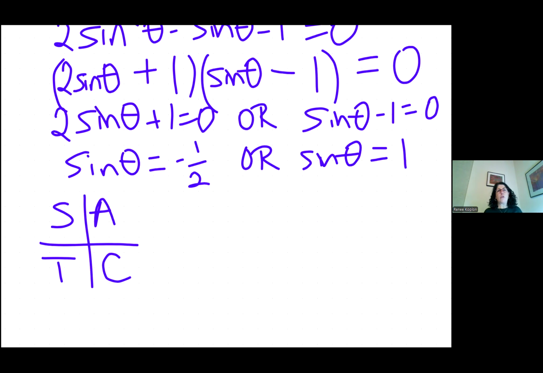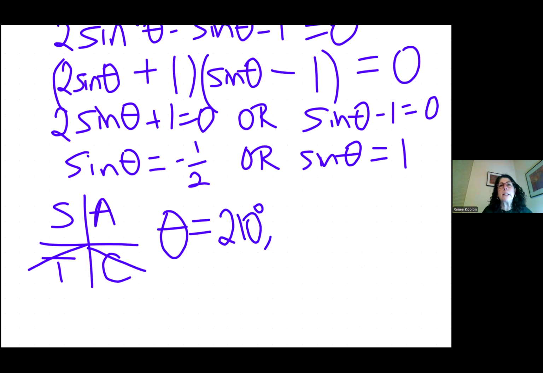But we don't want 30 degrees because we need the sine of theta to be equal to negative 1/2. So we're going to look for an angle in the 3rd quadrant and an angle in the 4th quadrant where the reference angle is 30 degrees. So theta is equal to, in the 3rd quadrant, 180 plus 30, so that's 210 degrees. Or in the 4th quadrant, it's almost 360, but not quite, so that's 330 degrees.